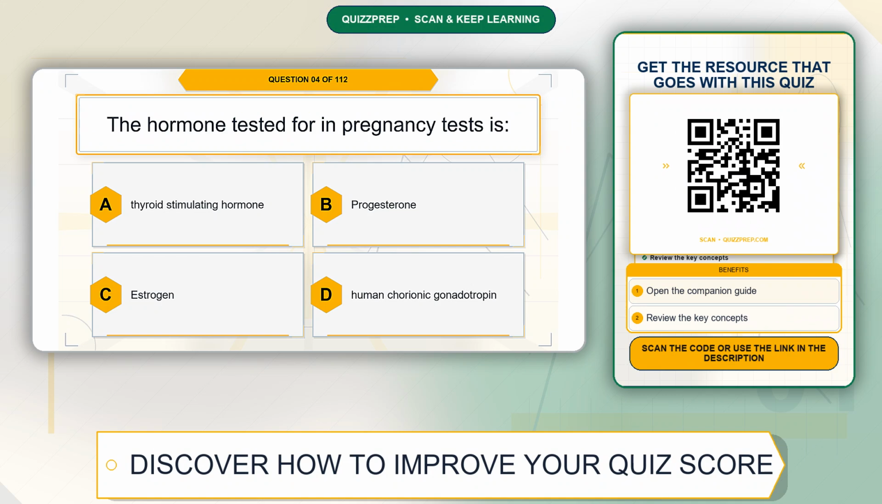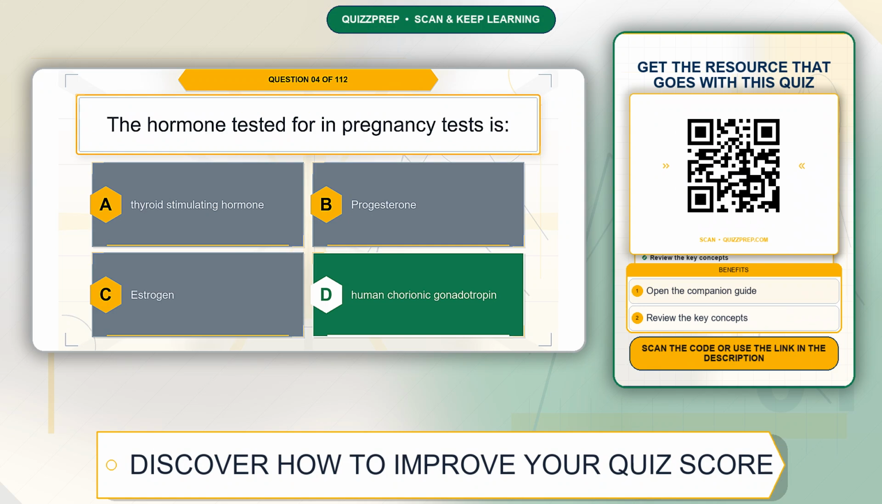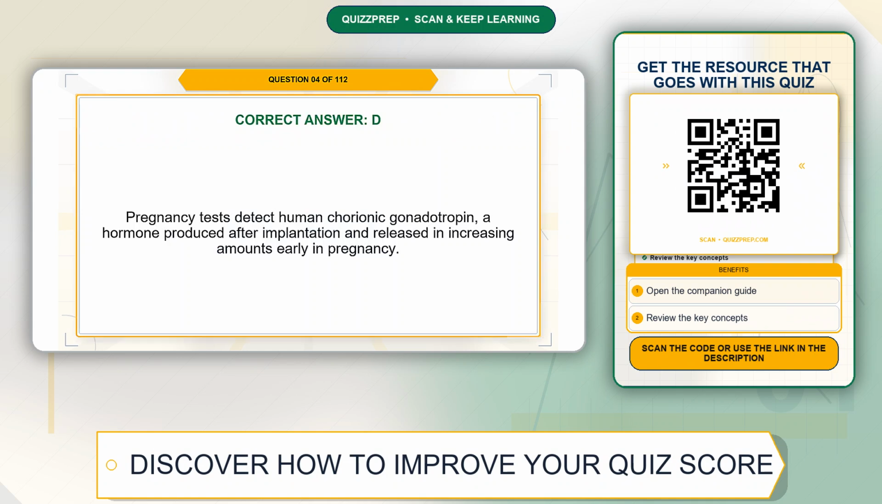Question 4. The hormone tested for in pregnancy tests is: Option A, Thyroid stimulating hormone. Option B, Progesterone. Option C, Estrogen. Option D, Human chorionic gonadotropin. The correct answer is Option D, Human chorionic gonadotropin. Explanation. Pregnancy tests detect human chorionic gonadotropin, a hormone produced after implantation and released in increasing amounts early in pregnancy.